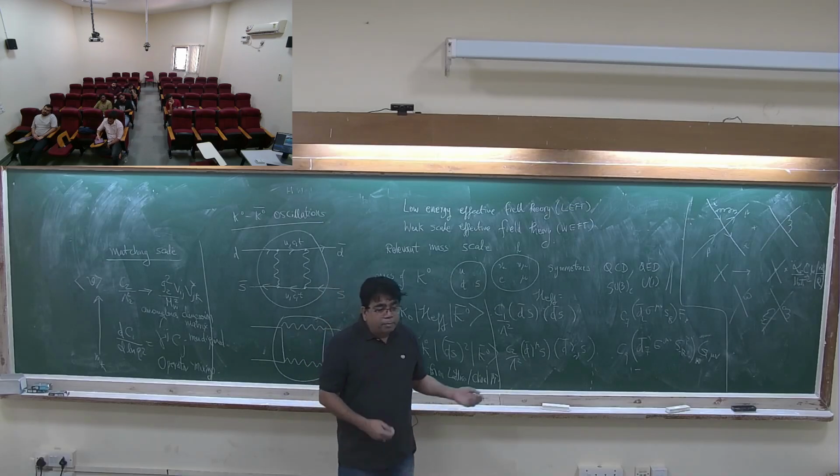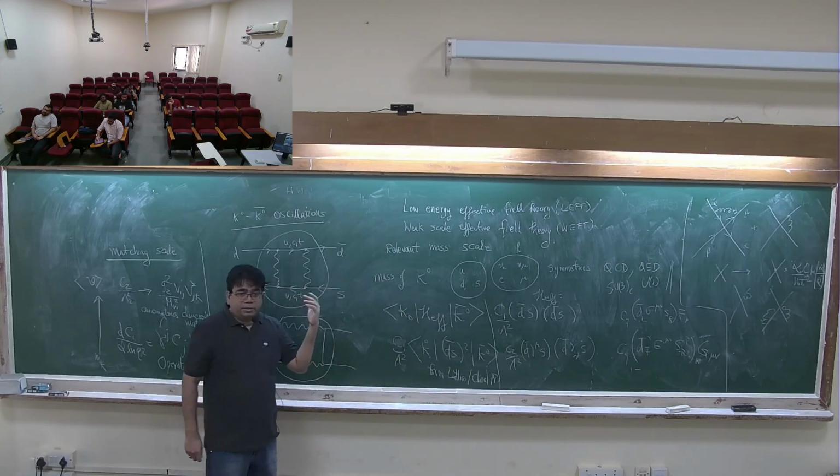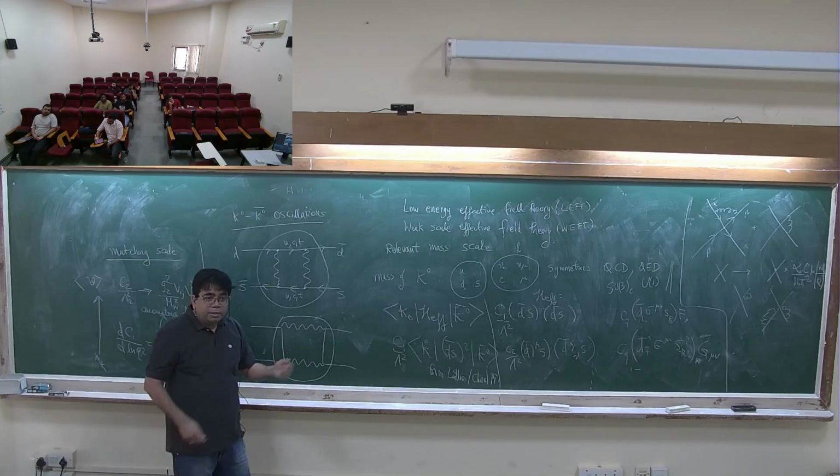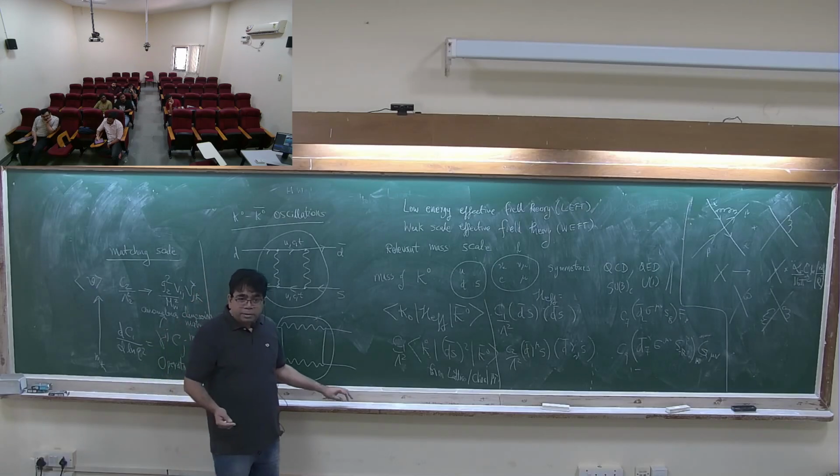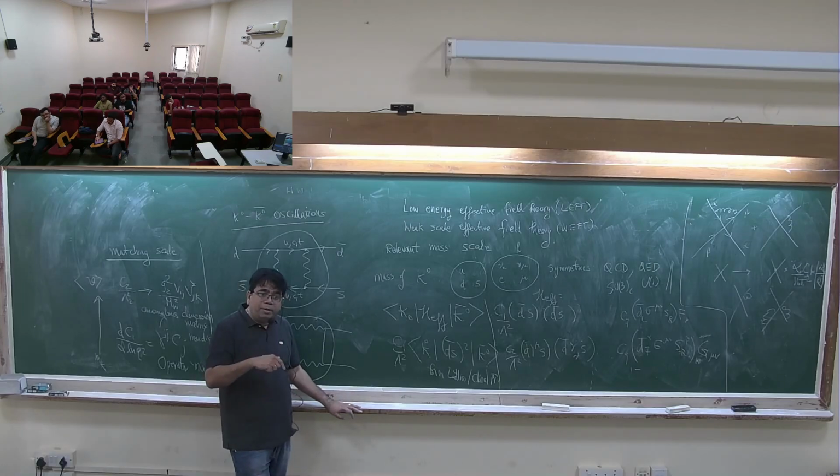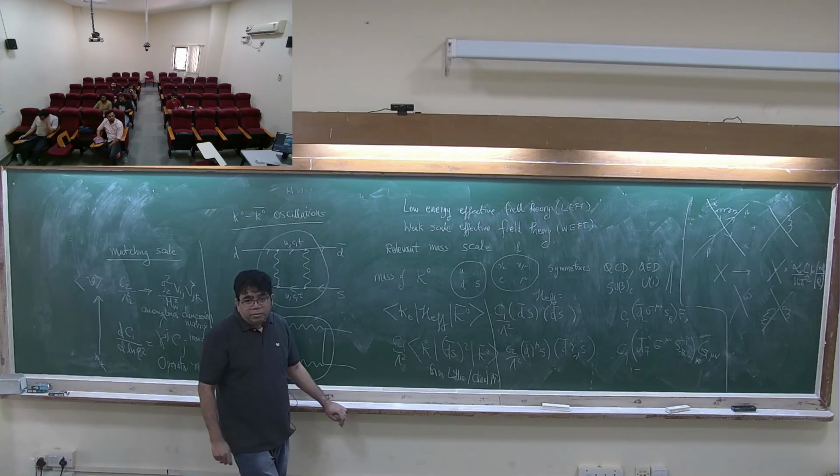There are processes, say B to K l plus l minus, for example, another low energy process. There you can take angular correlations of the leptonic pairs, and so on. These can be well measured in Belle or BaBar or one of these experiments. They can be used to test the standard model, and they can also be used to test CP violation. There is a channel called B to J/psi K short, which is supposed to be the golden channel to measure time dependent CP violation in the standard model, which was measured.